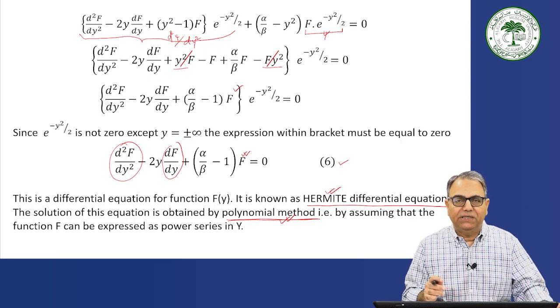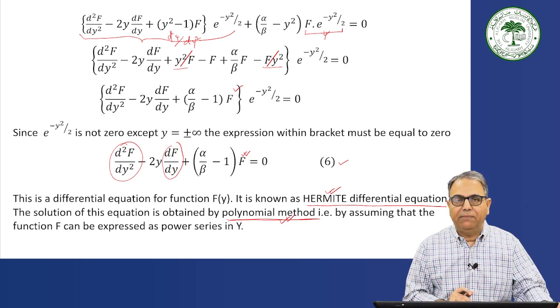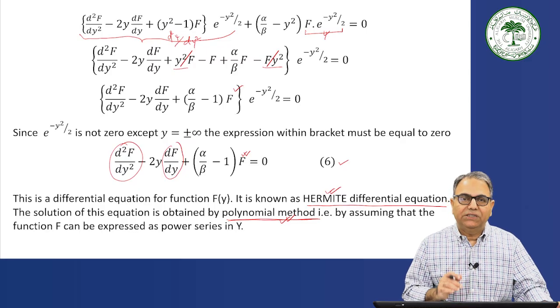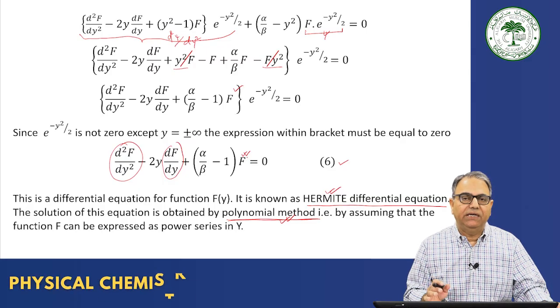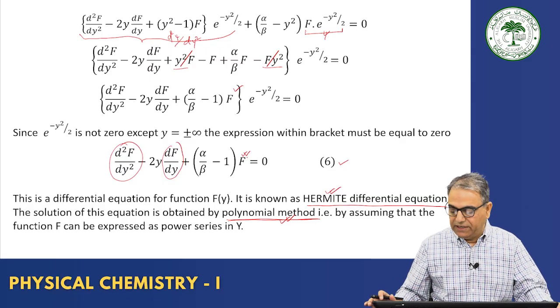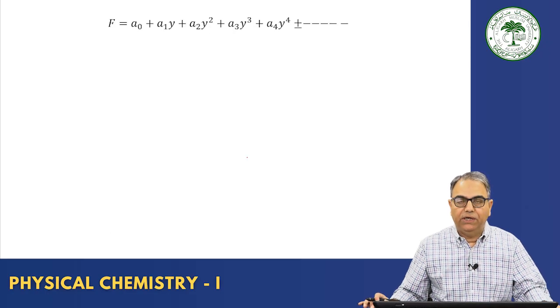And in the power series method I explained how from the very basic equations we can reach the Hermite differential equation. For the solution of this Hermite differential equation, we say that the f term can be written as an infinite power series, which we write like this: f is equal to a naught plus a1y plus a2y square plus a3y cube plus a4y4.